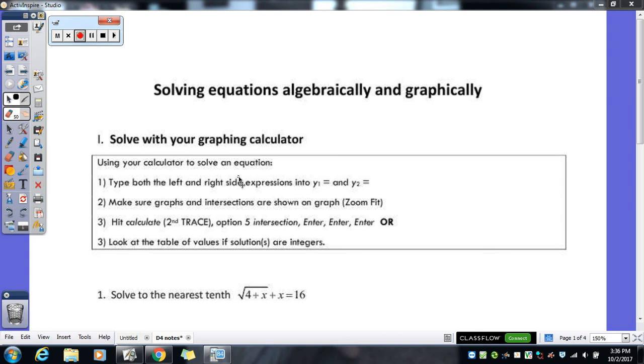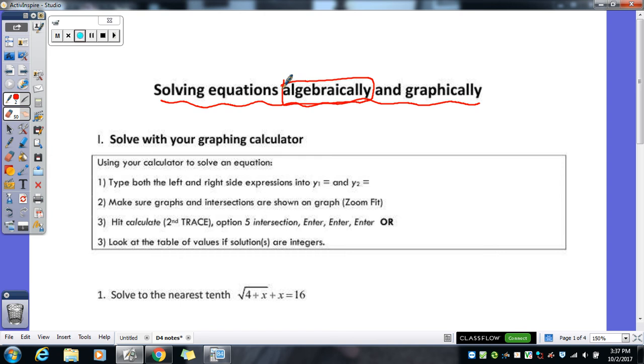What we're working on today, as you can read up here in the beginning of the notes, is solving equations algebraically and graphically. We've done a lot with the algebraically. We've gone over solving quadratics, solving radicals. We've even done a little bit of our linear, you know, your x plus 3 equals 7 kind of stuff. So we're going to focus first on the graphing part.